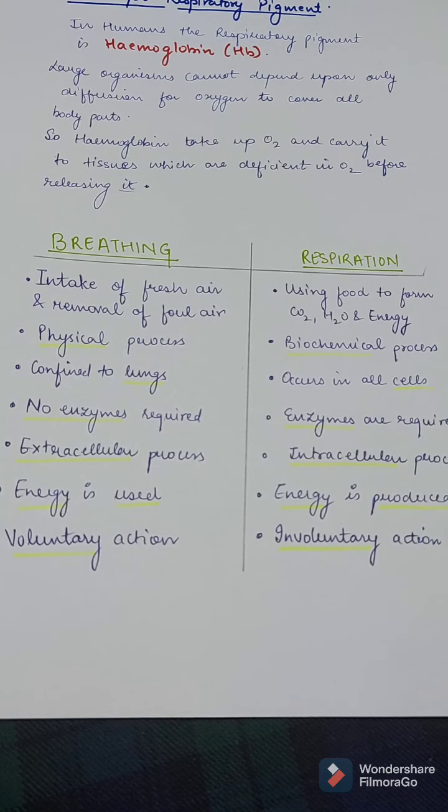Breathing is an extracellular process and respiration is an intracellular process. Extracellular process means it takes place outside the cell, and respiration is the cellular process. So energy is used in breathing. However, energy is produced in respiration. Breathing is a voluntary action and respiration is involuntary. We can stop breathing for a few seconds, but we cannot stop respiration.